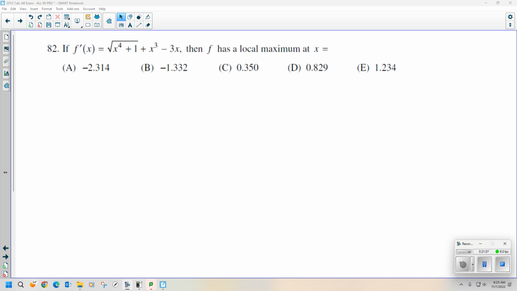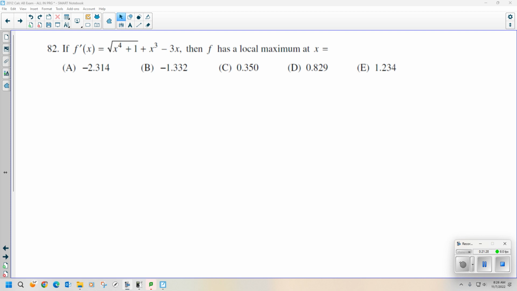82. If f prime of x is equal to the square root of (x to the fourth plus 1) plus x cubed minus 3x, then f has a local minimum, a maximum, at x equals which of the following values? Calculator problem. Look at all these responses.